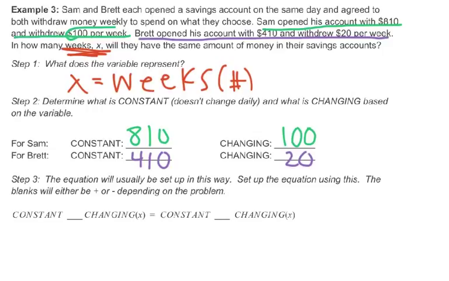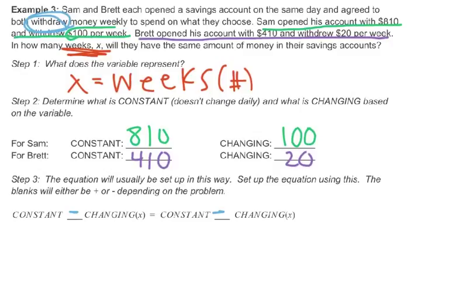Okay, so step 3 says the equation will usually be set up in this way. Set up the equation using this. The blanks will either be pluses or minuses, depending on the problem. So in this problem, we want to think about what they're doing with the money. Are they putting money in the accounts? Are they taking money out? And if you look at the wording, it says they're withdrawing money weekly to spend. So they're taking it out. Therefore, in this problem, these are going to be minus signs. If you're adding things, then you'd use a plus.